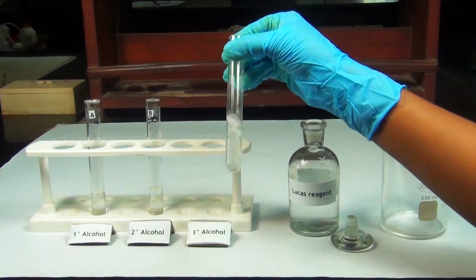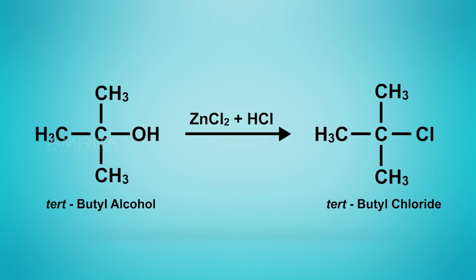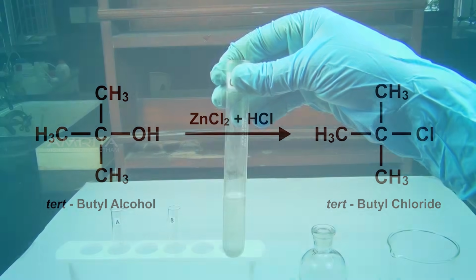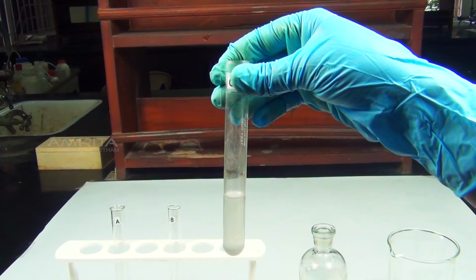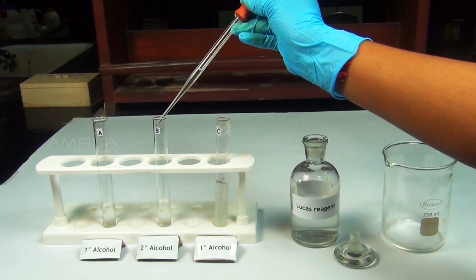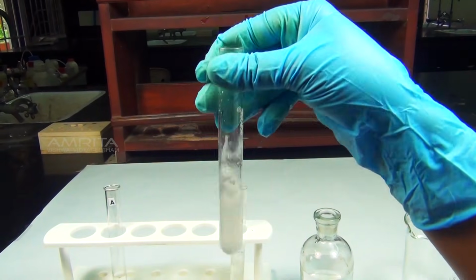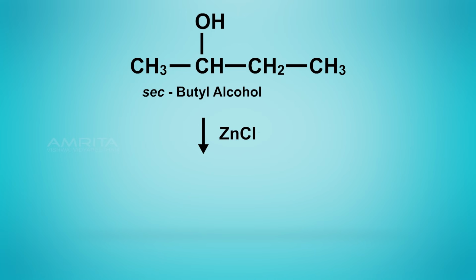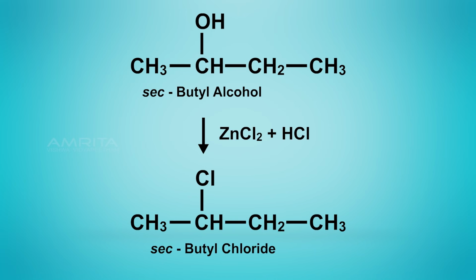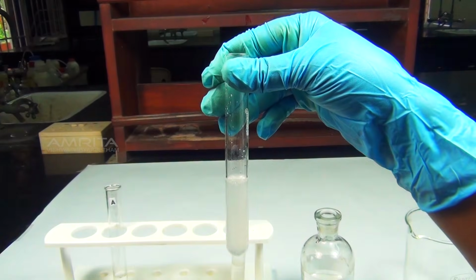Shake the test tube well. Tertiary alcohol reacts instantaneously with Lucas reagent to form alkyl chloride, which being insoluble results in cloudiness in the solution. Then add a small quantity of Lucas reagent into secondary alcohol taken in test tube B and shake the test tube well. Secondary alcohol reacts in about 1 to 5 minutes with Lucas reagent to form alkyl chloride, which being insoluble results in cloudiness in the solution.